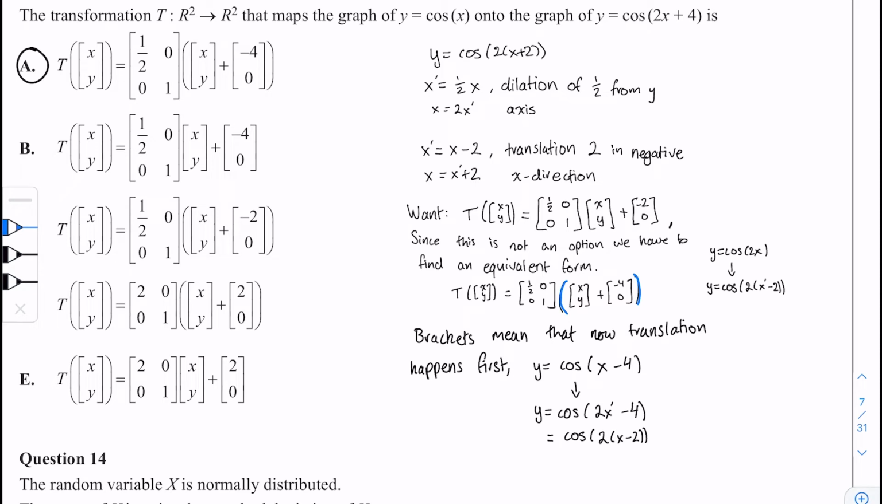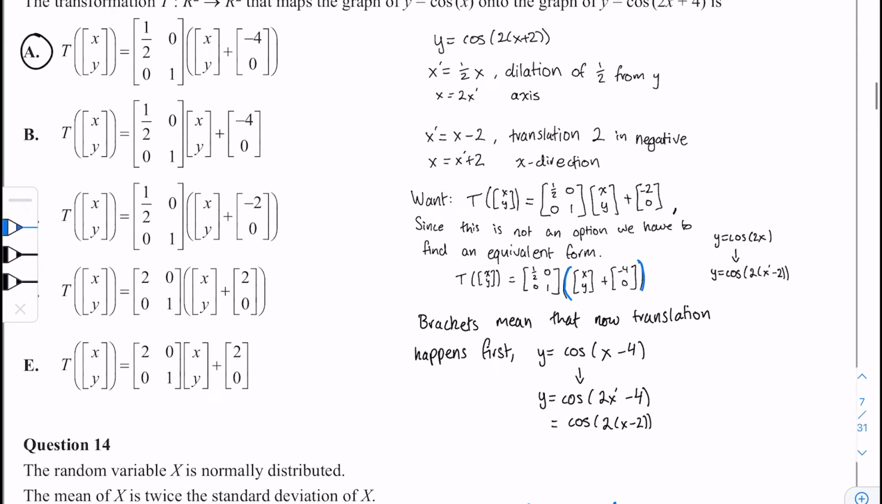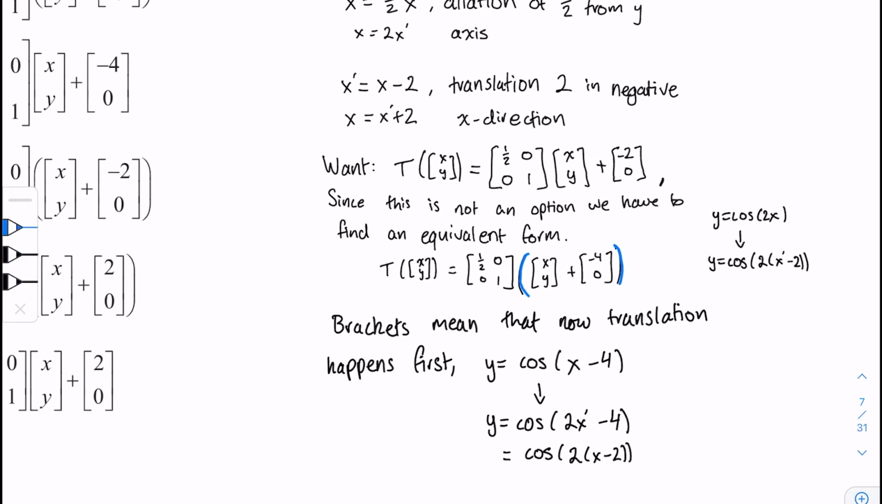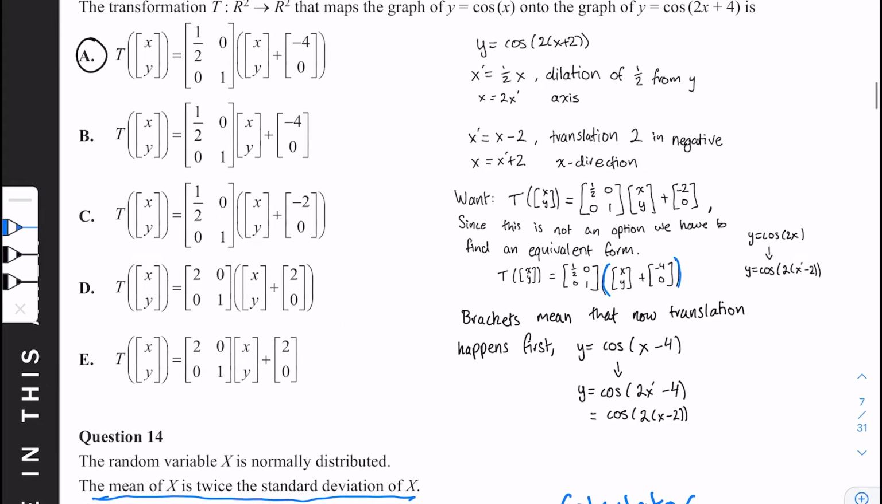And so what the answer should be, just based off what we did, it should be something that looks like this. But that is not an answer there. So a lot of people would freak out. But this doesn't mean you're wrong. It just means you need to find an equivalent form. So with the first question, you kind of just have to trial and error the different forms. Like you have to trial and error, okay, what if I applied that transformation, what would y equal to?